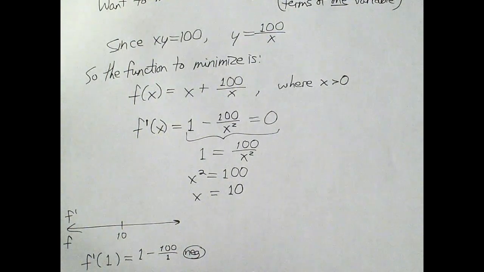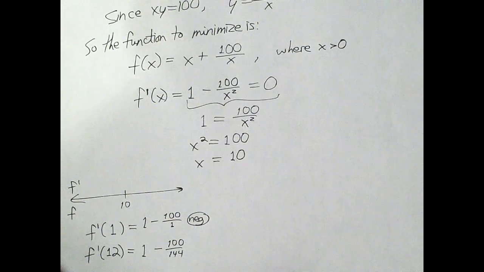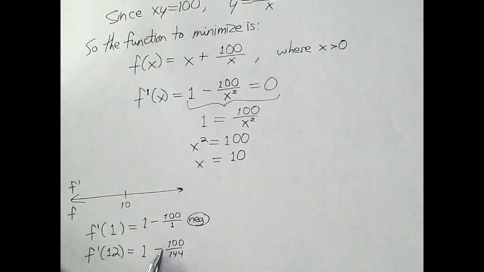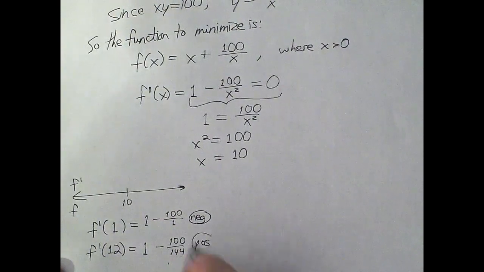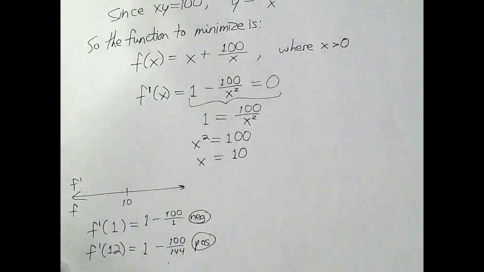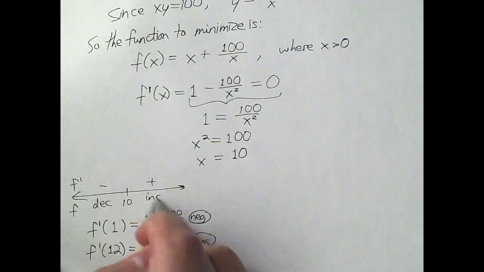100 over 144. I can tell that that's 1 minus something that's... What am I trying to say here? 100 over 144 is less than 1, right? So 1 minus something that's less than 1 is going to get you a positive number. That's what I was trying to say. So this is negative and then this is positive.